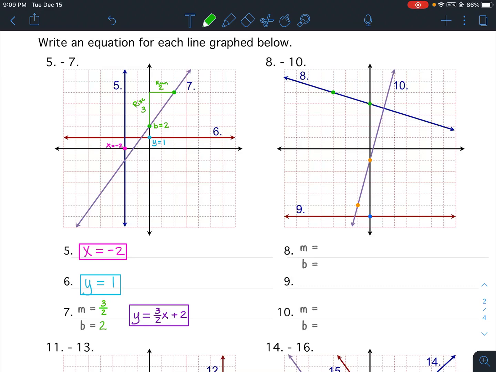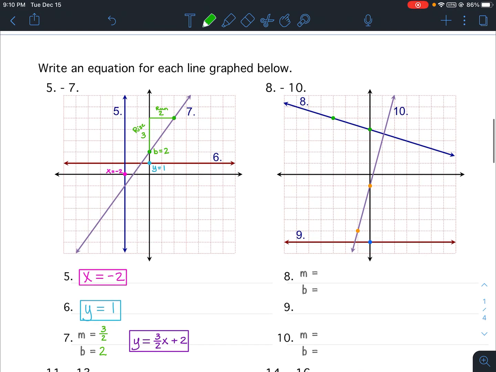Relating slope and y-intercept to linear equations worksheet. Questions 8 through 10. I'm going to get you started with 8 through 10, but I'm not going to do all of them like I did in 5 through 7. I'll get you started and give you a little bit of help, but honestly, these problems are no different than what we've already done with 5 through 7. So let's start with number 8.